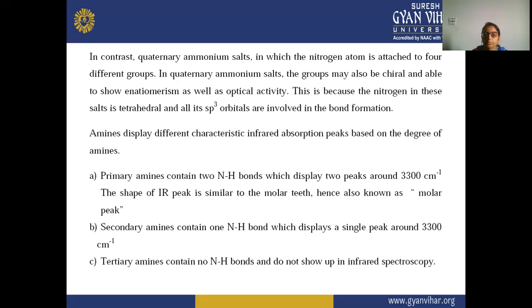In quaternary ammonium salts, the groups attached to the nitrogen are all chiral, and they show the property of enantiomerism as well as optical activity. This is because the nitrogen in this salt is tetrahedral and all its sp3 orbitals are involved in the bond formation.